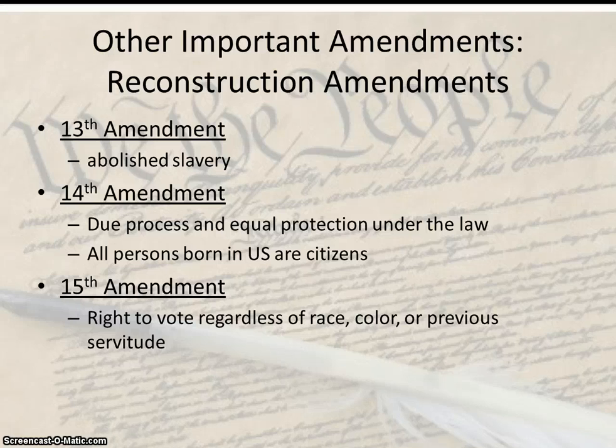Okay, other important amendments that you will need to know that we won't get to until the spring are the 13th, 14th, and 15th Amendments, which are the Reconstruction Amendments post-Civil War. The 13th Amendment is going to abolish slavery. 14th Amendment grants citizenship, so due process, equal protection under the law, and that all people born in the U.S. are citizens. And then the 15th Amendment is the right to vote regardless of race, color, or previous status of servitude. 13, 14, 15, free citizens vote.